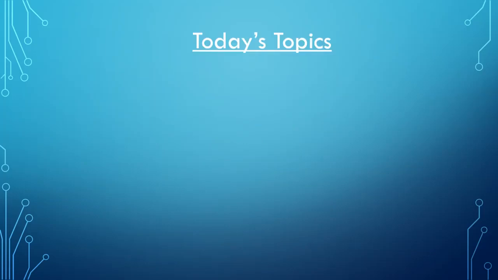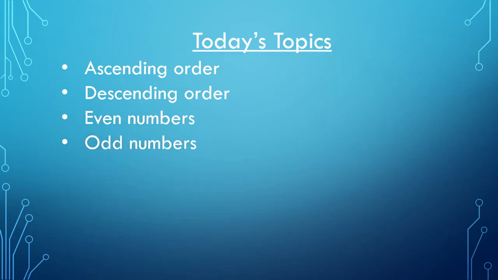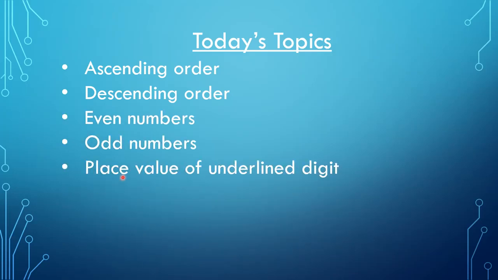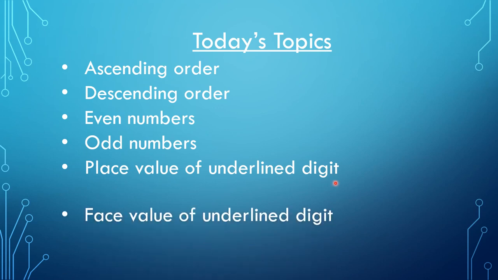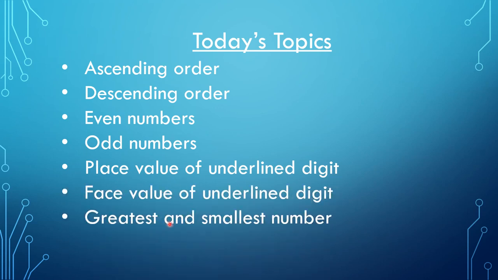Today's topics are ascending order, descending order, even numbers, odd numbers, place value of underlined digit, face value of underlined digit, and greatest and smallest numbers. So beta, in this revision lecture we will cover all these topics of chapter number 1. Okay.